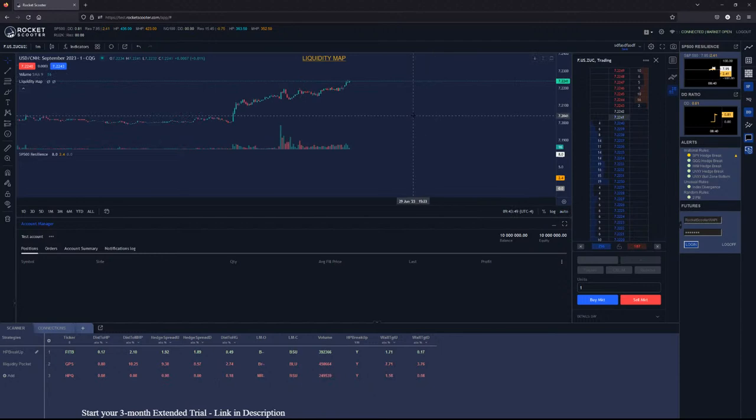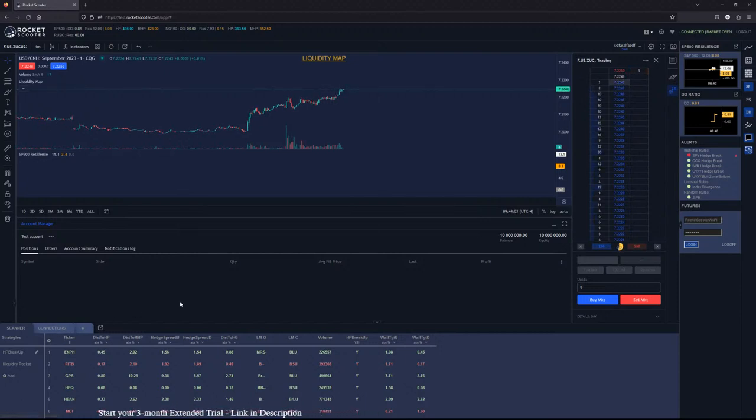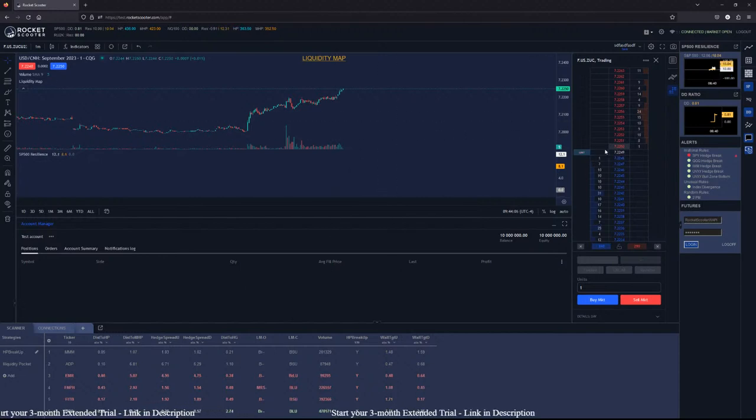Here we go. There's our DOM in its barest form whatsoever. DOM, killing it. There's our account manager. Connections, I can't show you all that yet, but where our brokers are and everything. Here's the actual DOM. Ooh, that's clean.